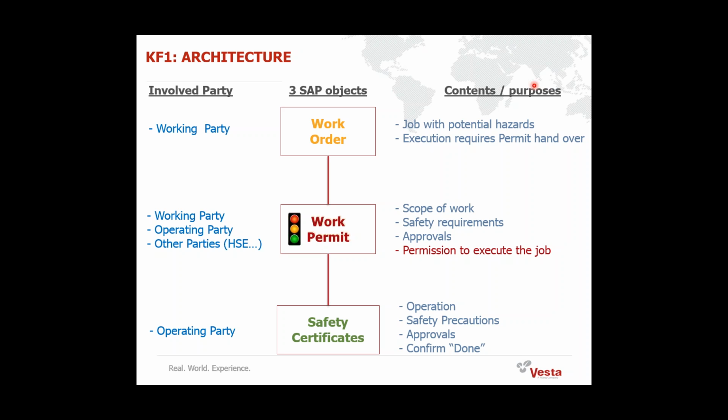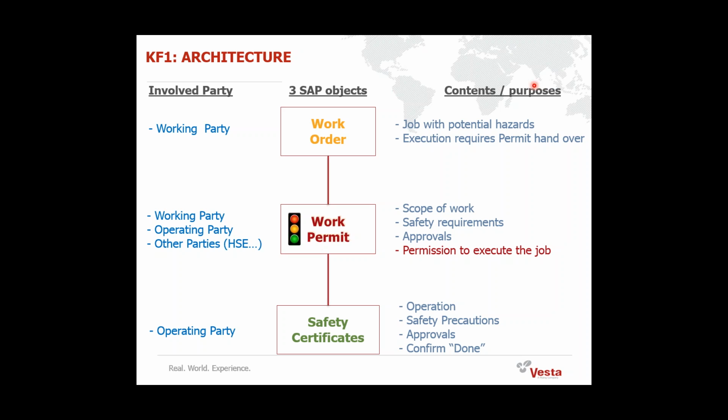Looking at the work permit, work permits are meant for the operating party, or the process operators that work within the plant. The working party is also involved, and of course parties like the health, safety, environment department. The purpose of the work permit is to define the scope of work. You can record safety requirements, you can use the approval system, and at the end you have a permission to execute the actual work, to execute the job.